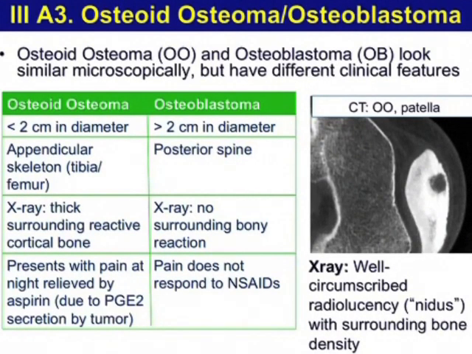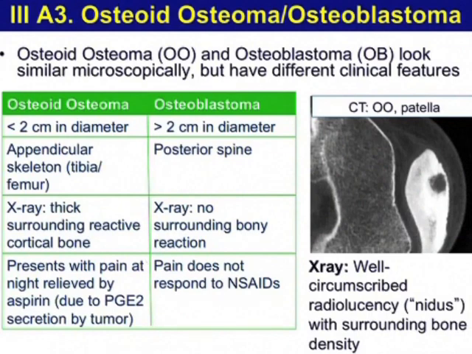Next, this is the final benign tumor that we're going to talk about. This is osteoid osteoma or osteoblastoma. They are also relatively common. They are actually both the same tumor. Osteoid osteoma is the tumor which is small. It's less than 2 centimeters. Osteoblastoma is the same tumor that's greater than 2 centimeters. We divide them because they have different clinical appearances and different clinical presentation.